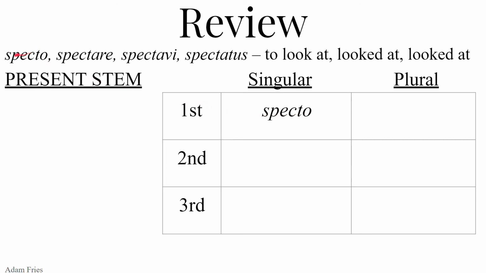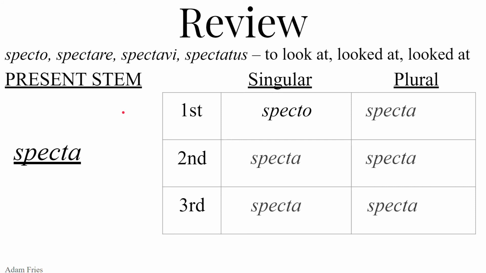So you write this one down unchanged. Then you need to find the verb's present stem. You go to the second principal part, chop off the RE. What's left is the present stem, specta, and you write specta in the rest of the blanks. Now we add the present tense personal endings. We already have the O that tells us I am doing the action, I look at.